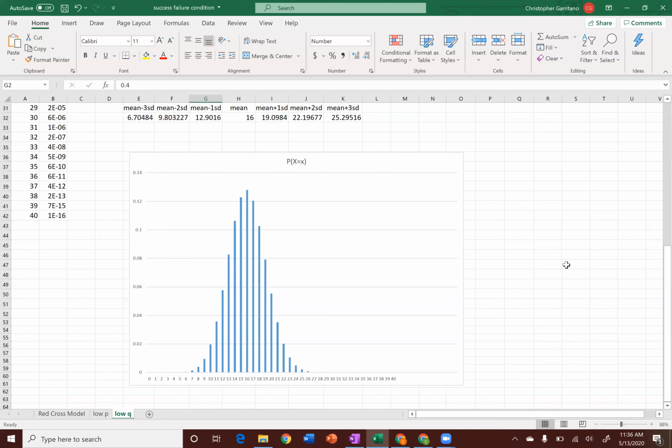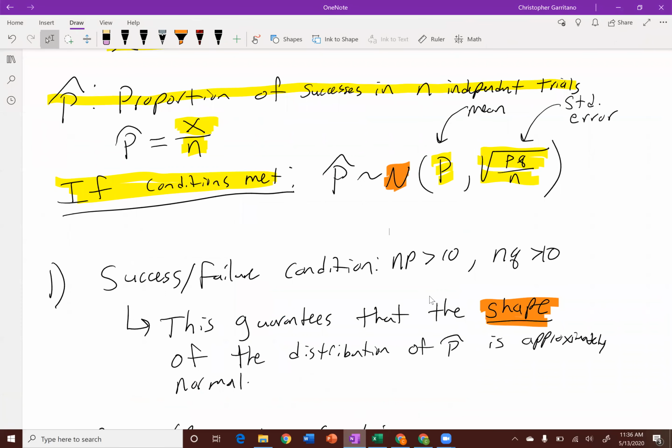So when n times p and n times q are both greater than 10, this is the result. We will have a distribution that's centered in such a way that a normal shape is appropriate. Okay, so there's that condition. That condition specifically speaks to the shape of the distribution.